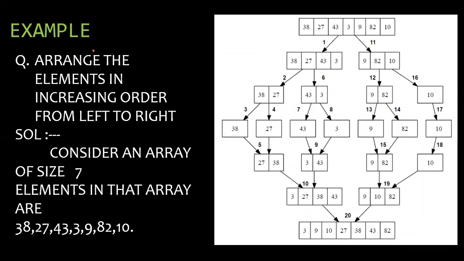Now here is an example for the divide and conquer algorithm. My question is to arrange the elements of this array in increasing order from left to right. The elements in this array are 38, 27, 43, 3, 9, 82, and 10. The array has 7 elements, indexed up to the 6th position. Here we'll start the index from 0, 1.